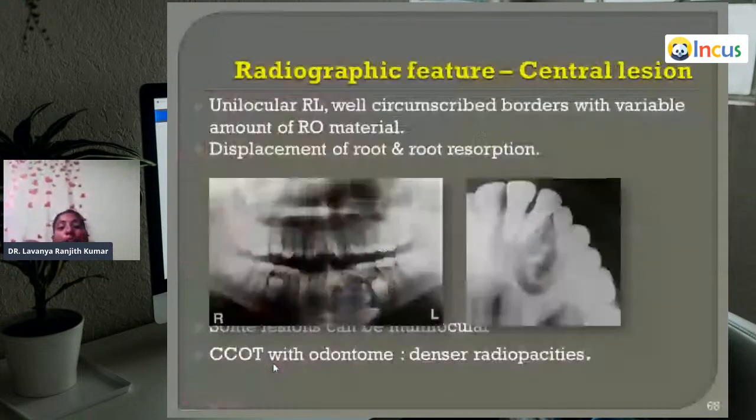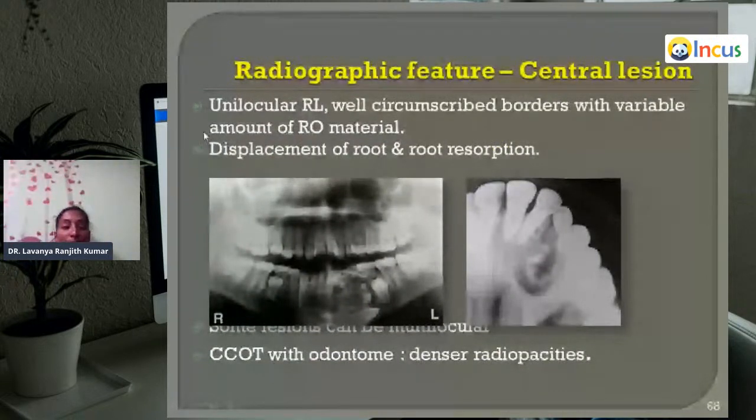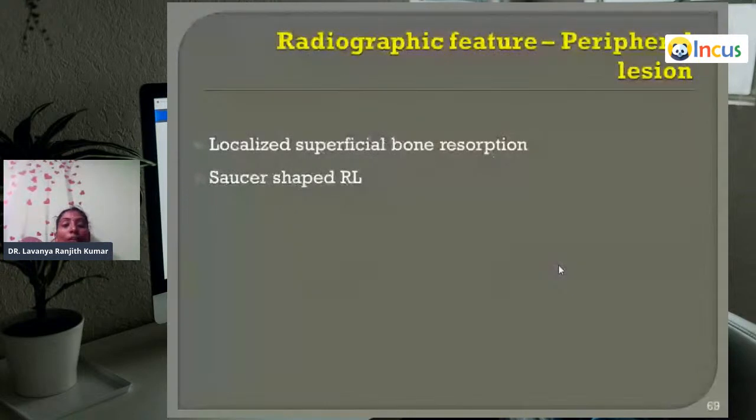Radiographic features of the central lesion show unilocular radiolucency with well circumscribed border and a variable amount of radiopaque material, and displacement of root and root resorption will take place. See, there is displacement of the root and root resorption, and also the unilocular radiolucency, well circumscribed, with a variable amount of radiopaque material. In case of the peripheral lesion, mostly the soft tissue is involved, so localized superficial bone erosion and saucer-shaped radiolucency will be there.